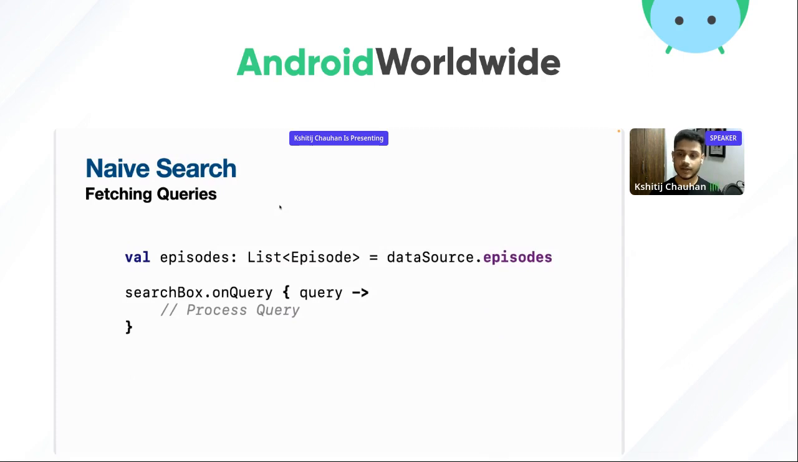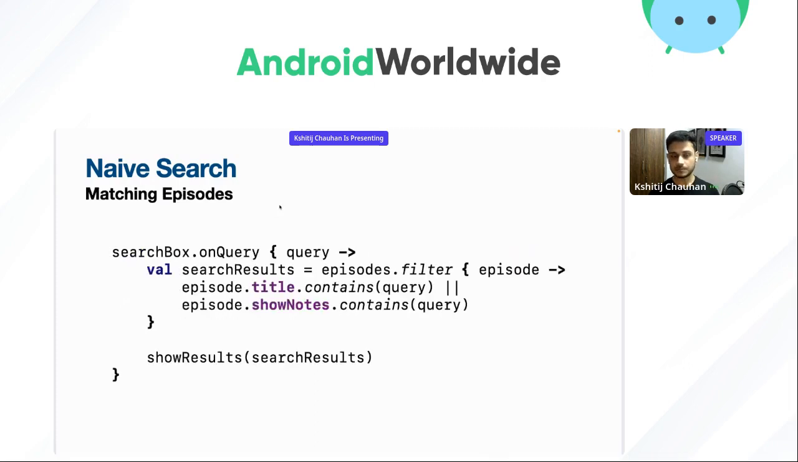Now, imagine that you have a data source that can return episodes to you. In this instance, I'm simplifying it down to a synchronous call. Of course, real world use cases would be much more complex. And then my final assumption is that you have a search box somewhere which allows you to register a callback that gives you the query whenever the user enters some text. We're going to look at how we process this query in the naive search implementation.